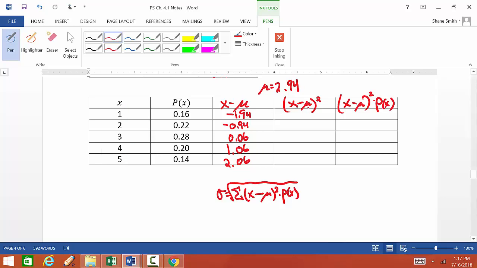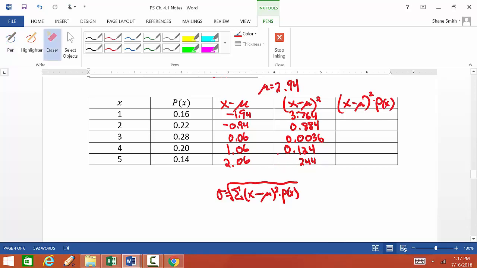And then my next column is to square all these values. So I'm just going to square all these values. Negative 1.94 squared is 3.764. This is 0.884. This is 0.0036. This is 1.124. I think that's rounded a little bit. And this is 4.244.